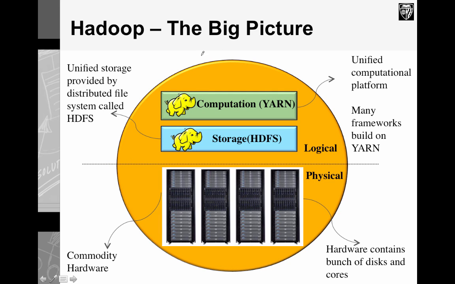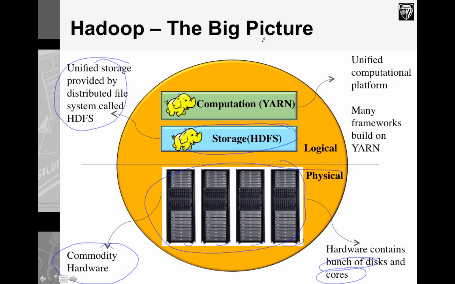Okay, let's look at Hadoop from a big picture perspective. What Hadoop does is it takes commodity hardware. In this case, I have 1, 2, 3, 4 racks. Each rack contains lots of servers and storage. So Hadoop takes this commodity hardware, which contains a bunch of disks and cores, which is your processing, which is your physical layer, and converts it into a logical storage called HDFS, which is really a unified distributed storage. It also uses a technology called Yarn, which provides a unified computational model.